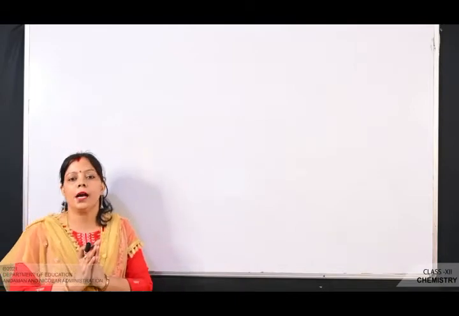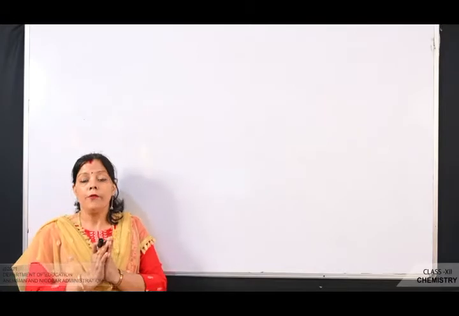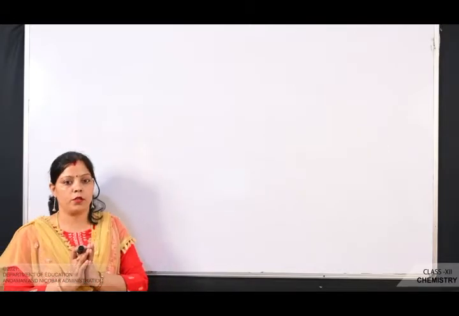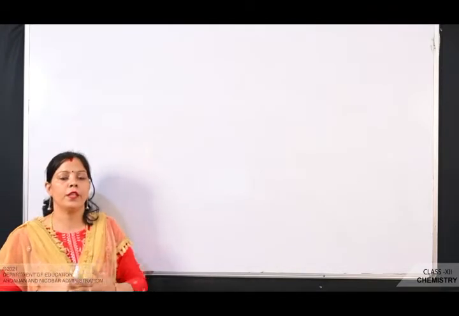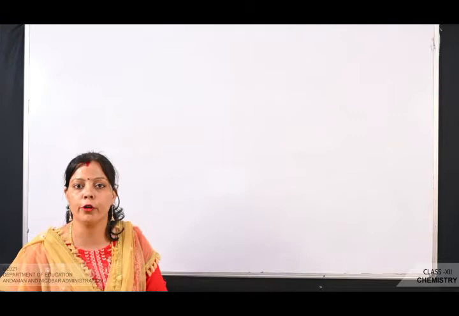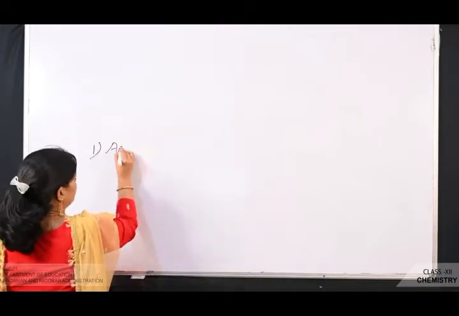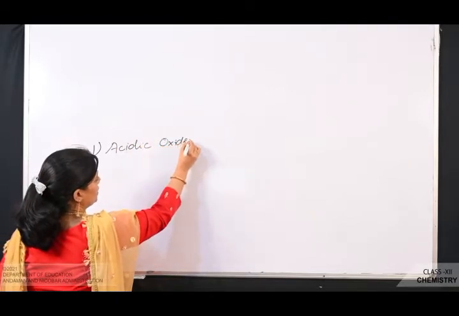The oxides are the binary compounds of oxygen with other elements. For example, when calcium combines with oxygen, it forms calcium oxide. So children, we can classify the simple oxides on the basis of their acidic, basic and amphoteric behavior. First is the acidic oxide.